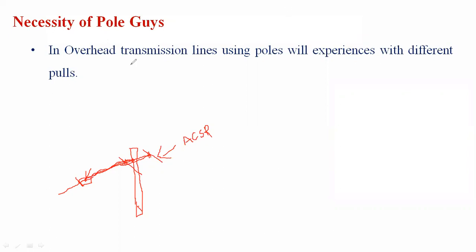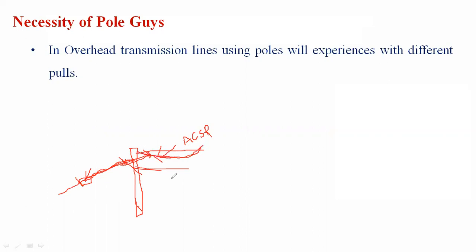In a transmission line using poles, the poles experience different pulls. Generally, the intermediate pole experiences pull on either side. It should be tilted at an angle. At the time of erection, there is no problem. After 1 month or 2 months, the top of the pole is not in the same position. Based upon the weight of the conductor, it may be tilted either leftward or rightward. If it is tilted leftward, the sag that occurs is more.